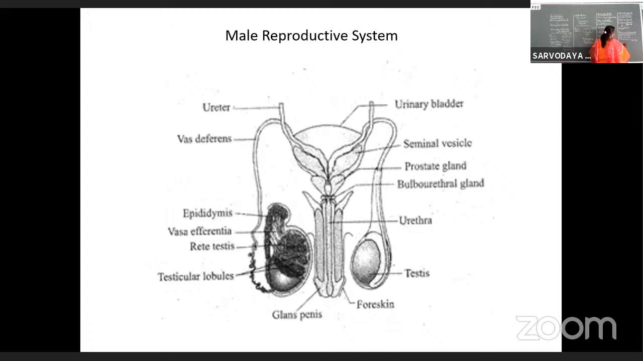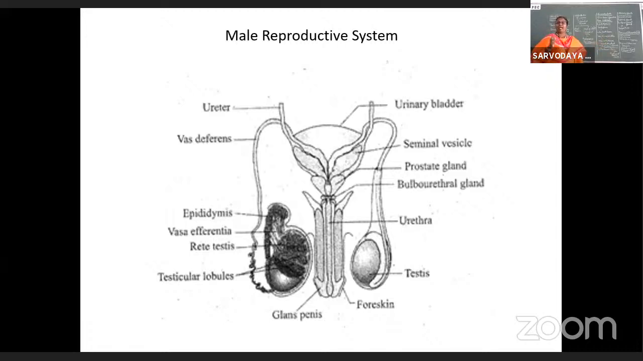Seminal plasma plus sperms together, what is it referred as? It is referred as semen. Please remember, seminal plasma can be asked for a 1-mark question and semen can be asked for a 1-mark question. Now, what is the difference between seminal plasma and semen?